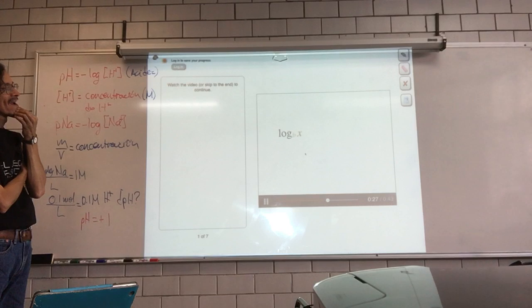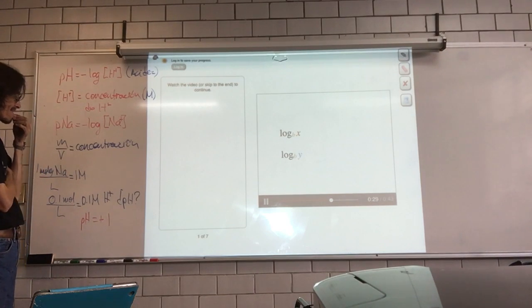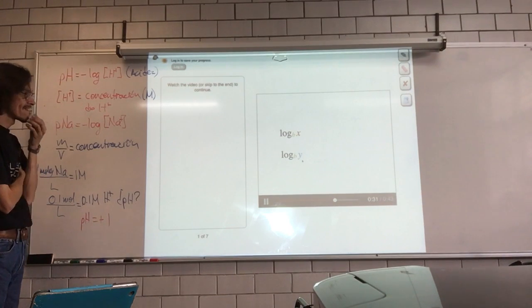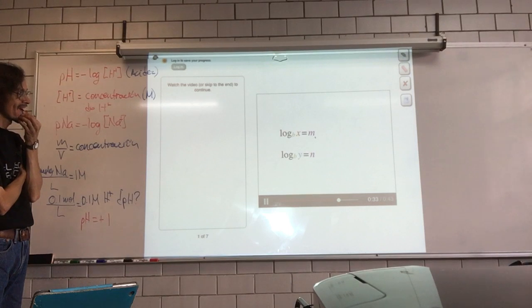Let's start off with the log of x and the log of y, both in base b. Let's say log x is equal to a number m, and that log y equals another number, n. Which of the following is a way to write these same equations in exponential form?